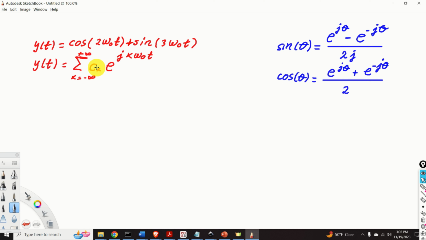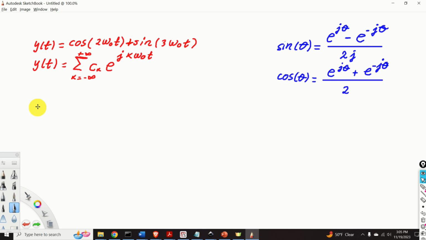There are two approaches for solving this problem. The first approach is to use the formula for computing ck. This is a very complex formula involving integration. However, there is a second and more elegant approach, and the second approach is to use these two formulas. And let's illustrate the second approach. Here's the idea. We can use this expression to substitute this cosine term over here.